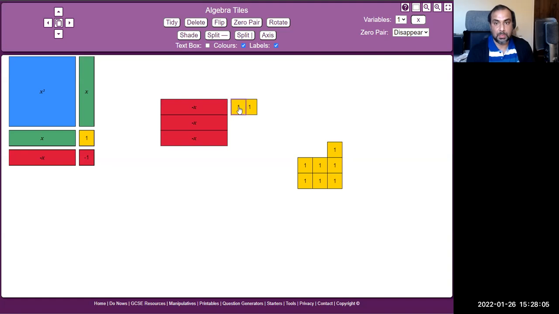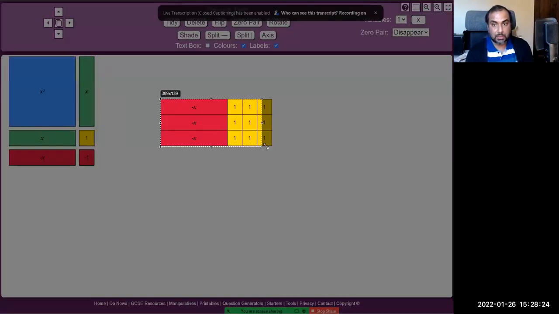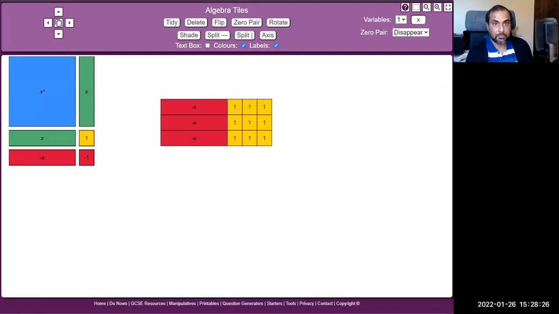I'm just going, yeah, let's do it this way. You can have the tiles on bit paper as well, but they don't snap. So this is the best way to do it. So I've rectangularized my negative 3x plus 9 as well. In other words, I've factorized it. So how many copies? 3 copies downwards.